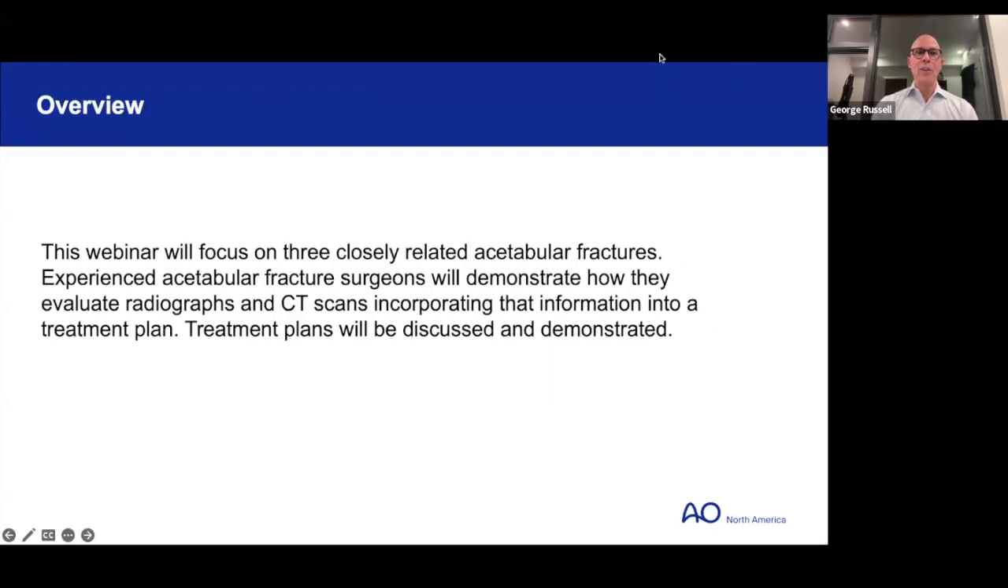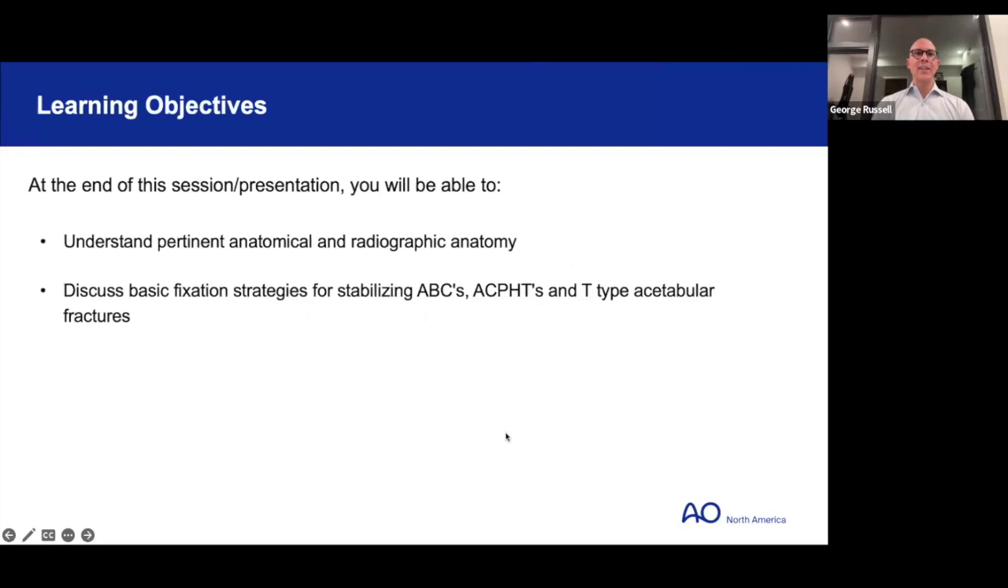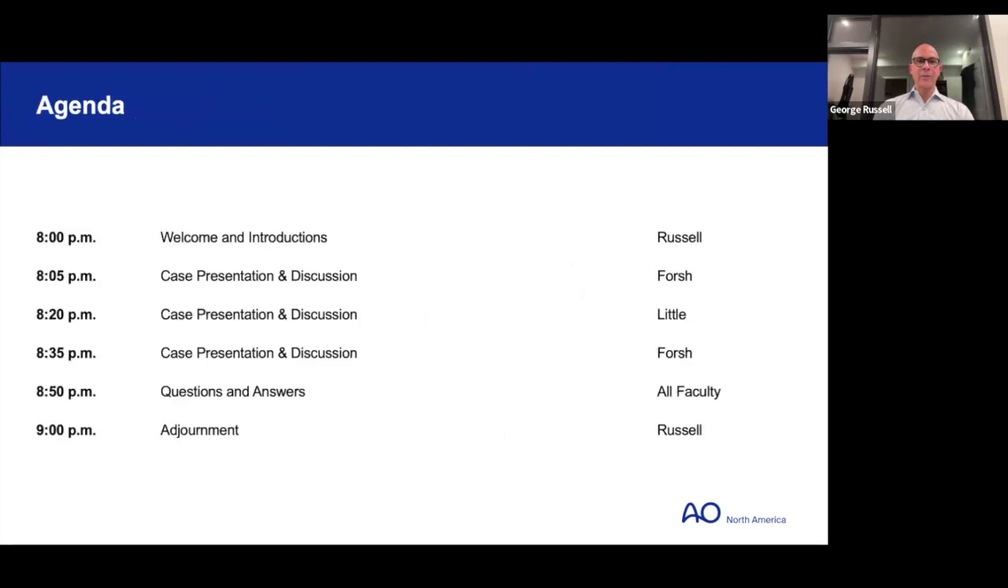The webinar will focus on 3 closely related acetabular fractures, and experienced acetabular fracture surgeons will demonstrate how they evaluate radiographs, CT scans, and incorporate that information into a treatment plan. The treatment plans will be discussed as well as demonstrated. At the end of this presentation, you should be able to understand pertinent anatomical and radiographic anatomy, and discuss the basic fixation strategies for stabilizing ABCs, APHTs, and T-type acetabular fractures.